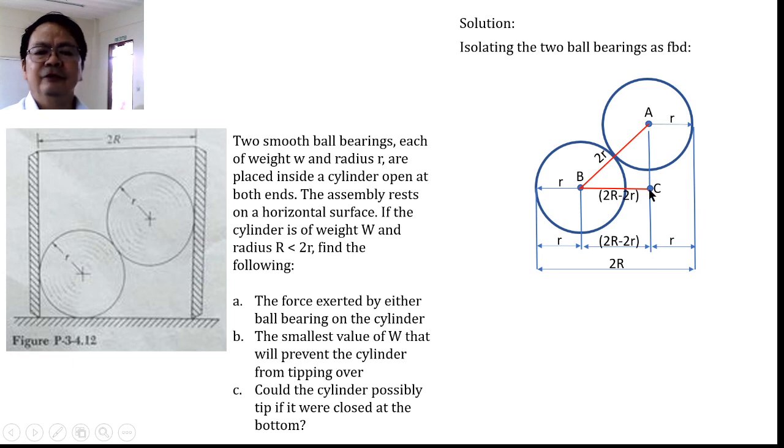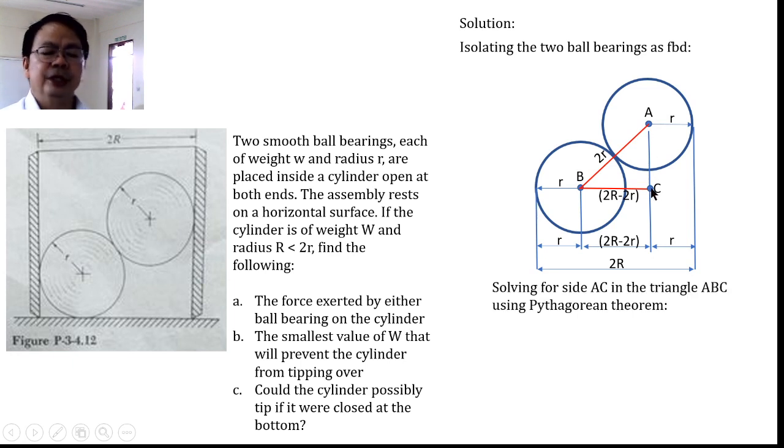And therefore, we can solve for AC by Pythagorean Theorem. So, we can solve for side AC in the triangle ABC using the Pythagorean Theorem. Ano ba yung Pythagorean Theorem? Yung Pythagorean Theorem sinasabi, the square of the hypotenuse is equal to the sum of the square of the sides. So that if we are looking for the side AC, which is one of the two sides in the right triangle, therefore the square of AC will be equal to the square of AB representing the hypotenuse minus the square of BC, which is the other side of the right triangle.